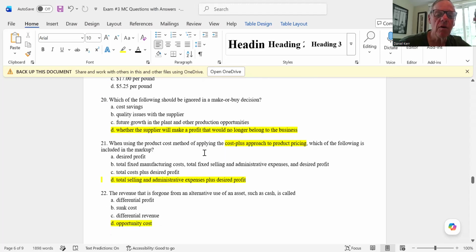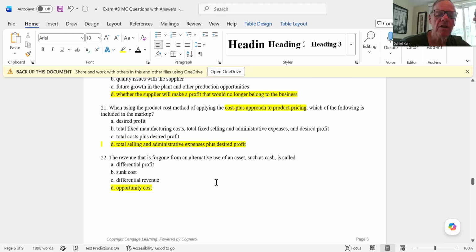Number 21, which of the following costs are included in the markup when applying the cost-plus approach to product pricing? This is your numerator: your total selling and administrative expenses plus the desired profit would all be considered when you use the cost-plus approach to pricing. So the answer there is D.